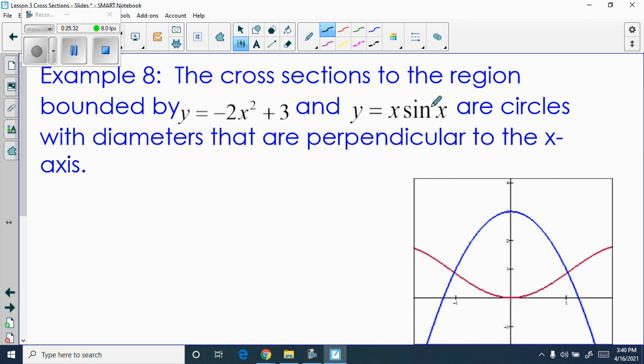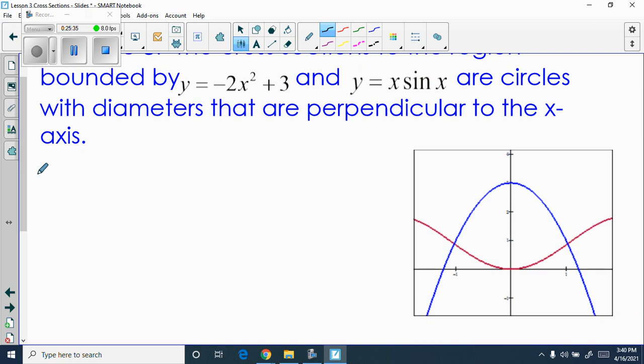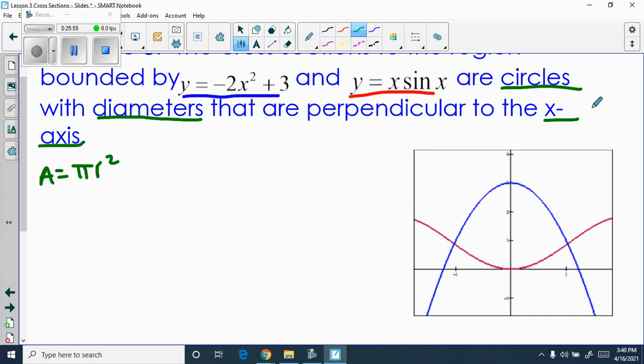So we've got the cross sections of the region y equals negative 2x squared plus 3, which is that blue function, and then y equals x sine of x, which is the red function. And the diameters are going to be for the circle. So we've got area is equal to pi r squared. And we're being perpendicular to the x-axis, which means we're doing with respect to x. So if I'm going with respect to x, I'm going from top to bottom, which is going to be our blue function minus our red function.